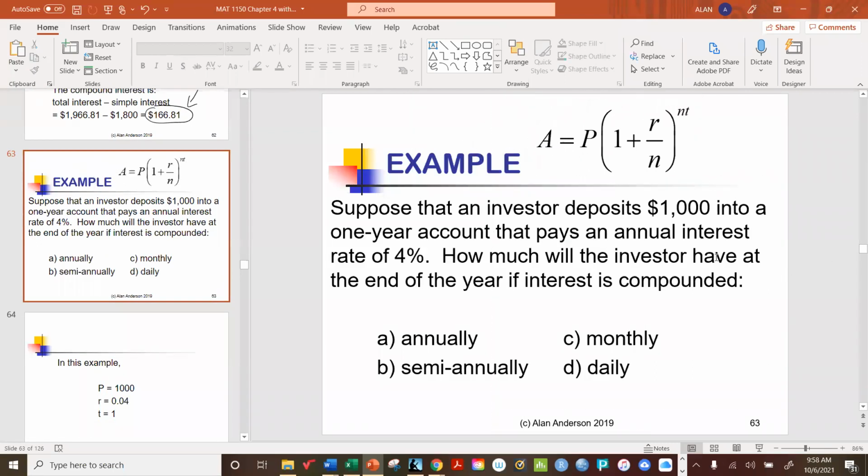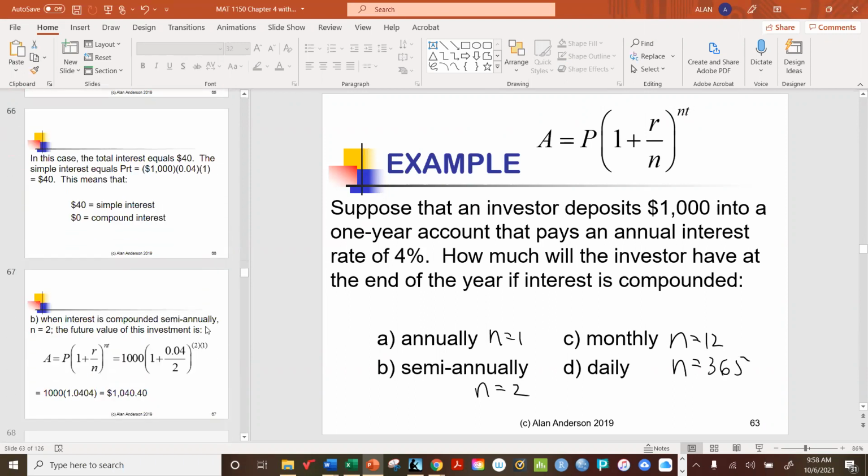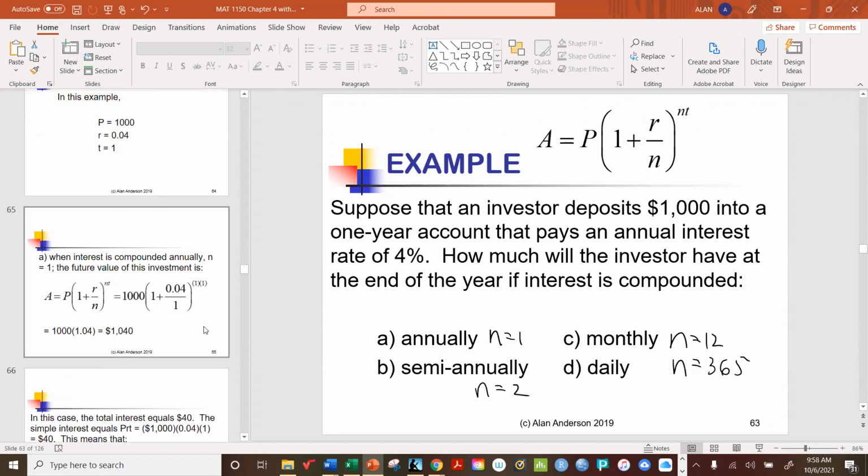There's your formula. Now, in this example, an investor deposits $1,000 into an account for 1 year that pays an annual rate of 4%. So for now, what we want to know is what is the ending balance or future value based on these 4 assumptions about n. Remember, this means n equals 1, n equals 2, n equals 12, and then n equals 365. Now, when you've got that number, you can then determine the total interest, the simple interest, and the compound interest. So why don't we do that right now?